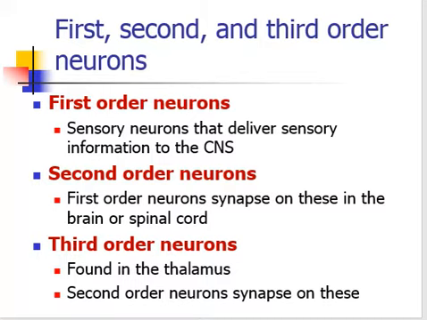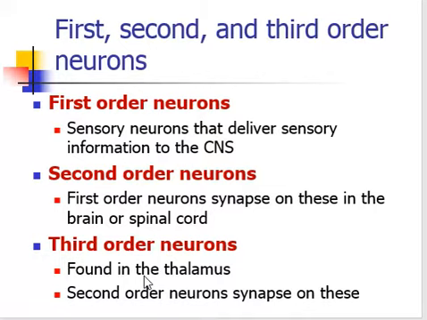Next we come to the third order neuron. This is in the subcortical areas such as the thalamus, and the fibers of these neurons carry the sensory impulses from the subcortical areas to the cerebral cortex. The ascending tracts are situated in the different white columns, and their function is to carry impulses towards the brain.